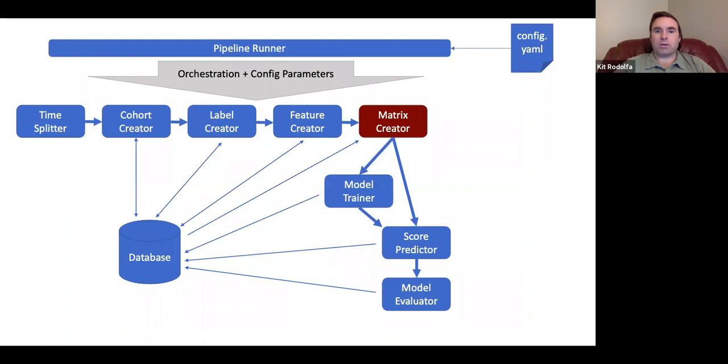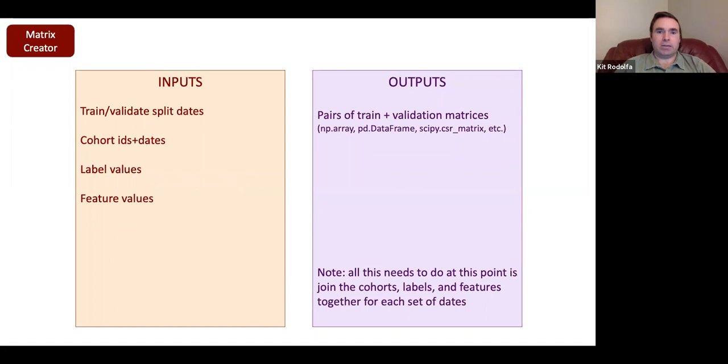So now we've got all the pieces that we need. We just need to join them together in the matrix creator. So the inputs here are just the splits, the cohorts, the labels, and the features. And we're going to create pairs of train and validation matrices for this temporal validation process. Those could be NumPy arrays, pandas data frames, CSR matrices, or other sparse matrices, if that's appropriate for your context.